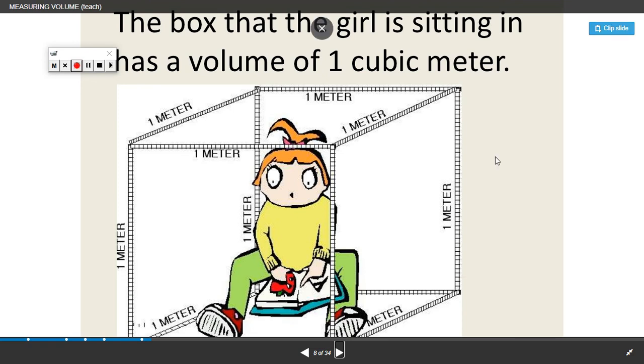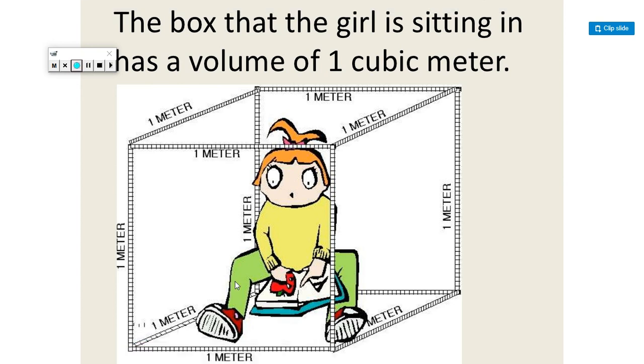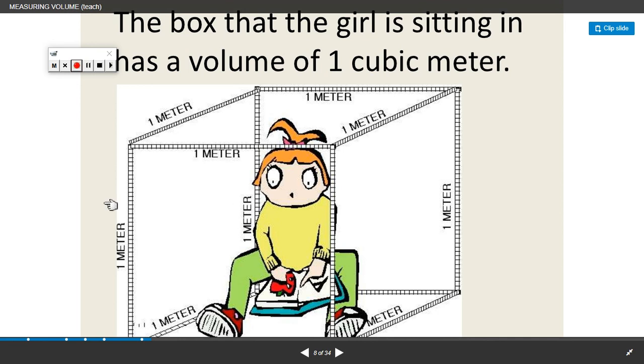If I have a cube like this and I want to find the volume, the space that it takes, I can easily say that I have here the width, from here to here. This is the height. And this is the length. I can multiply all of them together. 1 meter times 1 meter times 1 meter equals 1 cubic meter.